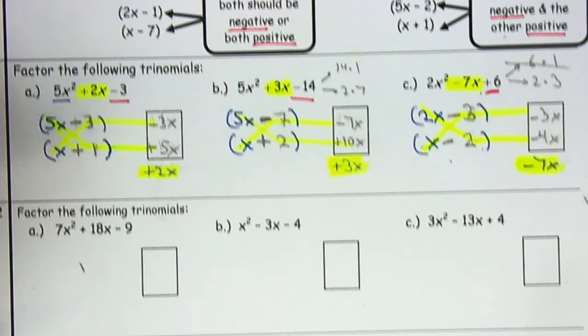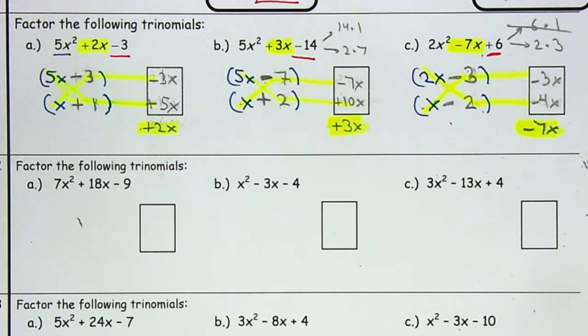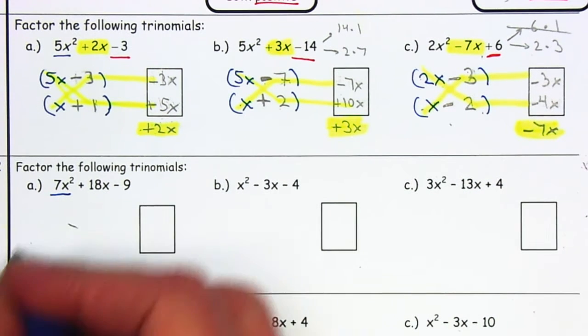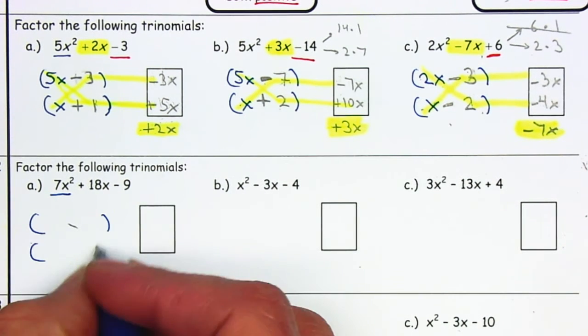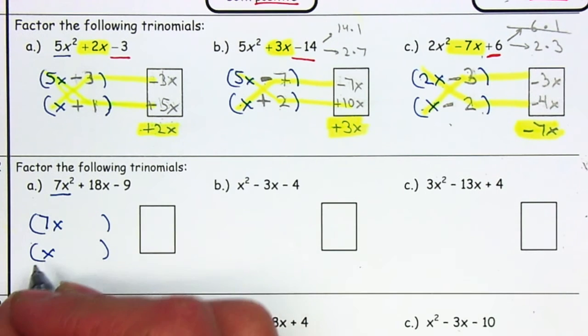Let's go through the next ones together. Example number 2. Factors of 7x will be double parenthesis 7x and x.